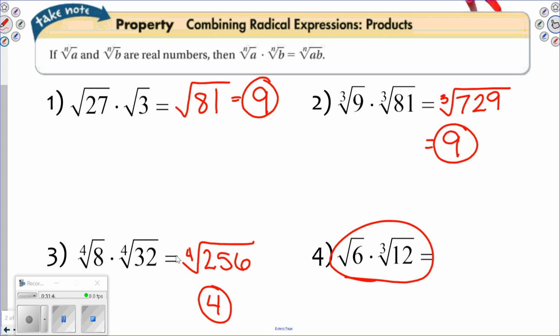You can't. I mean, you could see if one of the numbers inside simplifies. But if I do a factor tree here, I get 2 and 3. I don't have a pair of anything. 2 and 6, 2 and 3. I don't get 3 of anything there. Nothing simplifies. They don't match, so I'm done.